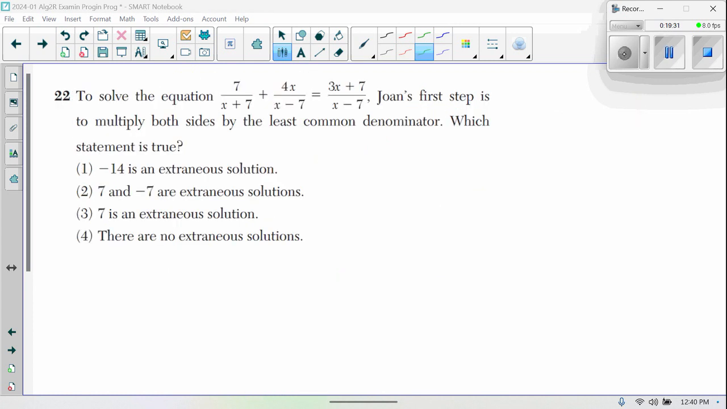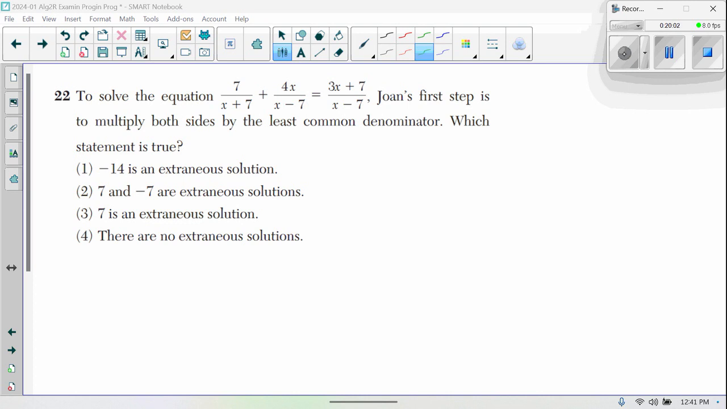Okay, buckle up. We're going to do some algebra. I mean, I could try and graph this, but we'll get there in a second. To solve the equation, 7 over x plus 7 plus 4x over x minus 7 equals 3x plus 7 over x minus 7, Jones' first step is to multiply both sides by the least common denominator. Which statement is true? All right, I don't care how she solves it. I just got to figure out what this is.